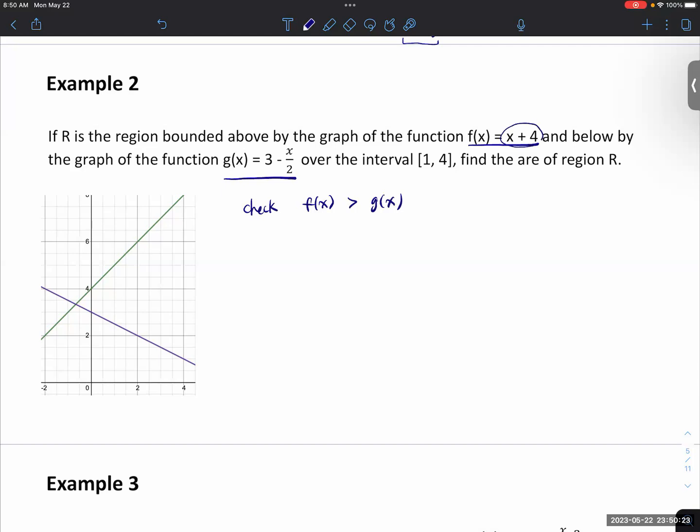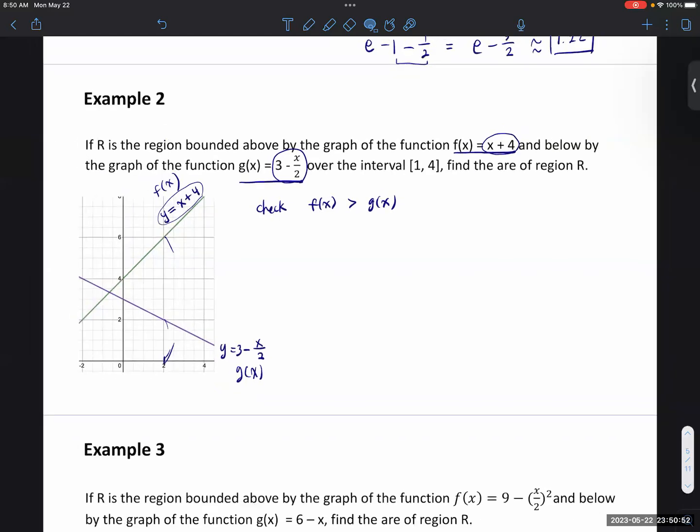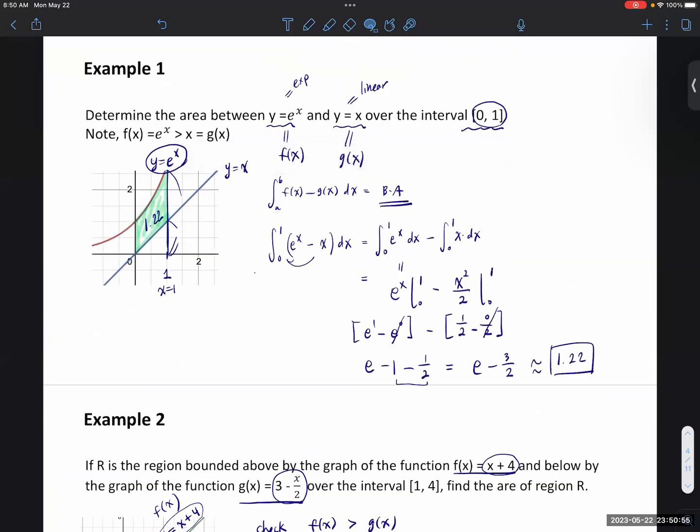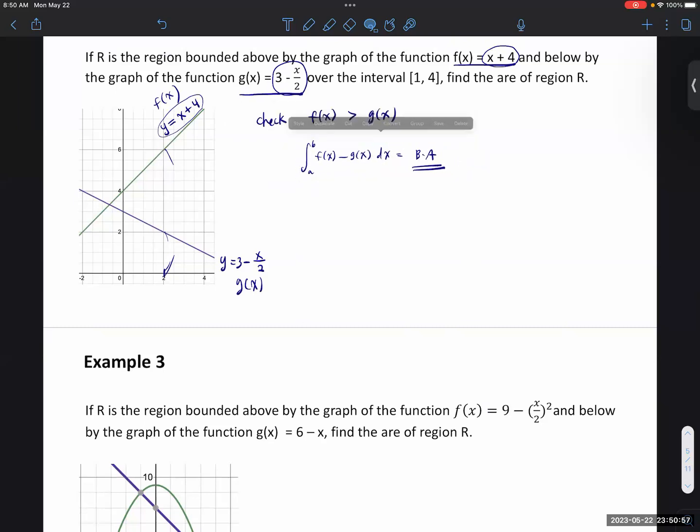Both of them are linear functions, and this one is increasing. So this is going to be y equal to x plus 4, and the bottom is y equal to 3 minus x over 2. So let's check it out. When x equal to 2, definitely the height of the f function is higher. So we can utilize f minus g, right? I'm going to just copy. We know this. Then copy here. And then they say between 1 and 2, find the area.